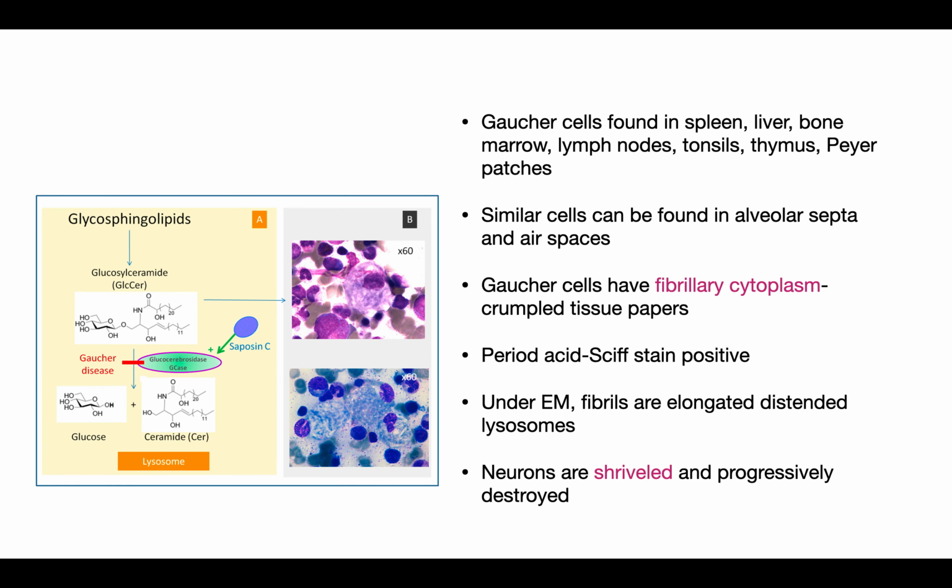Gaucher cells are going to be found in all these organs, along with the lymphoid organs and the lungs, in the alveolar septi and the air cells. Gaucher cells are characterized by fibrillary cytoplasm. These are going to have a crumpled tissue paper appearance. Periodic acid-Schiff is going to be positive. Under the electron microscope, the fibrils are distended lysosomes. The neurons are going to be shriveled and progressively destroyed.